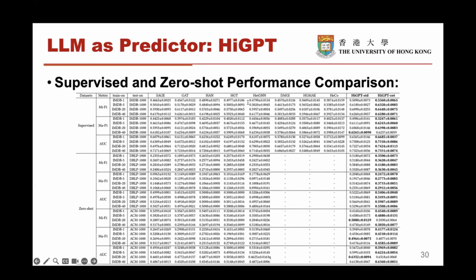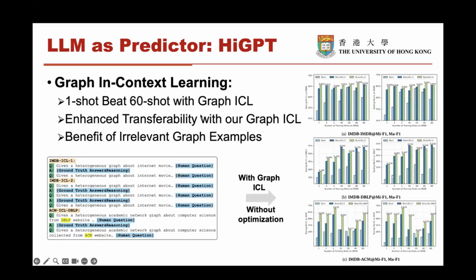So then we conduct supervised and zero-shot performance comparison, and the results show that our HiGPT outperformed the state-of-the-art baselines. And I also want to highlight the graph in-context learning experiments in our HiGPT. We can add the graph instruction examples with the sequence of the graph tokens, and the observation is that the performance of our HiGPT is very astonishing.